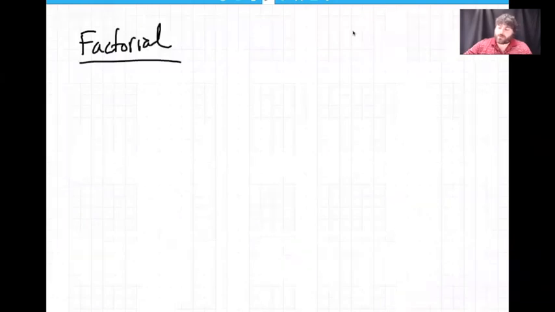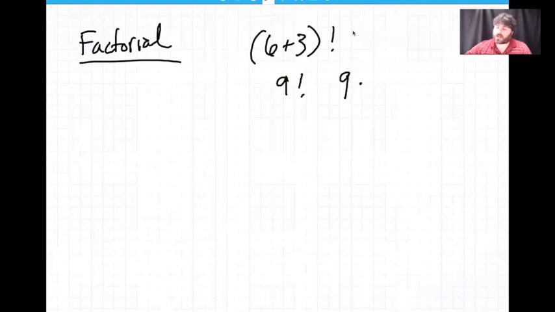All right. So oftentimes you're going to see factorial in different ways. Like maybe you see 6 plus 3 factorial. Don't forget just to do what's inside the parentheses first. So that's 9 factorial, which is 9 times 8 times 7 times 6 all the way down.